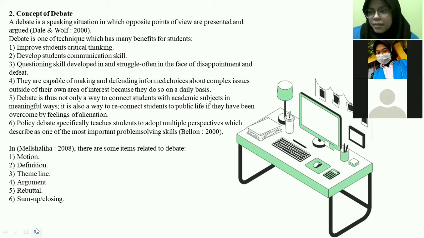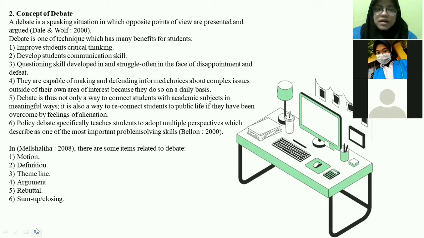Debaters spend many hours assembling and practicing hundreds of public speeches on topics of national importance. And third, questioning skill is developed in a struggle, often in the face of disappointment and defeat. Fourth, they are capable of making and defending informed choices about complex issues outside of their own area of interest because they do so on a daily basis.